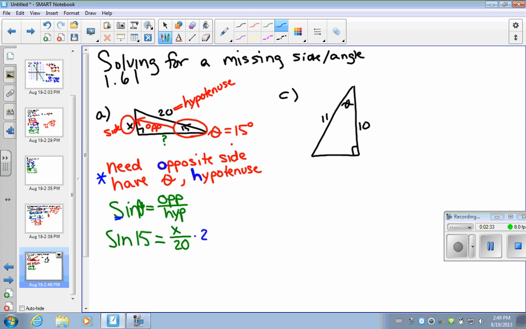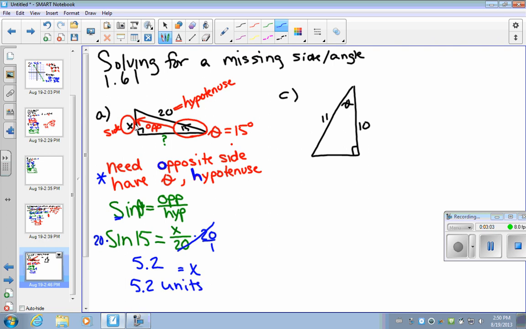Okay, so if I multiply both sides by 20, I can get x alone over here. And I'd have to take out a calculator and plug in 20 times the sine of 15, in which case I get 5.2. And again, that's a side length, so it would be 5.2 meters or inches or whatever the units are. So that's how I do that problem.